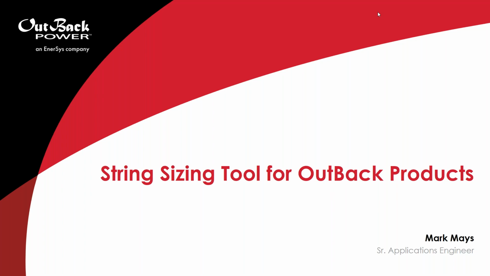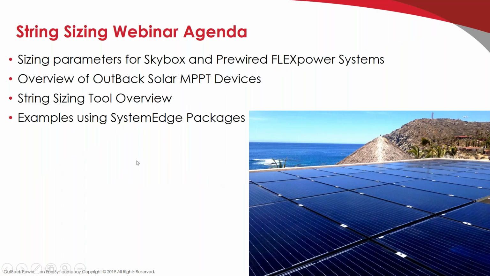So we're going to get started, and I'm going to start with the agenda. The agenda for today is we're going to talk a little bit about some of the sizing parameters for Skybox, our new all-in-one inverter, and some pre-wired Flex Power systems. And I'm just going to start talking about sizing in general to give some context for the string sizing tool. We get a lot of requests for string sizing tools, so I'm sure a lot of you are probably already familiar with it. This is a slightly newer version than what we had distributed in the last couple of months.